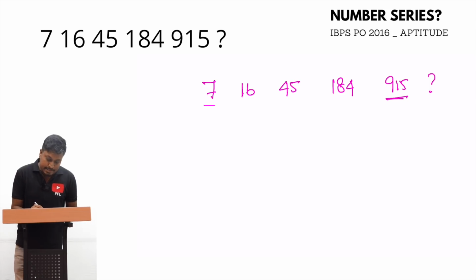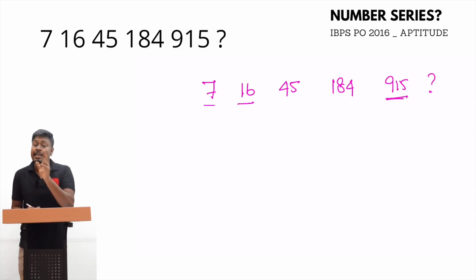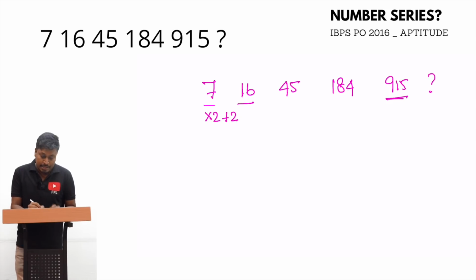And second, just see the first number and the second number, 7 and 16. What is 7 into 2? It is 14, right? So I think they have multiplied and then they have added a number, or else they have multiplied or subtracted. These two cases. Let me see, 7 into 2 is 14, plus 2 will be 16. I think they have multiplied by 2 and added 2. Next thing, 16 into 3, yes or no? 16 into 3 is how much? 48 minus 3, I think so, then 45.